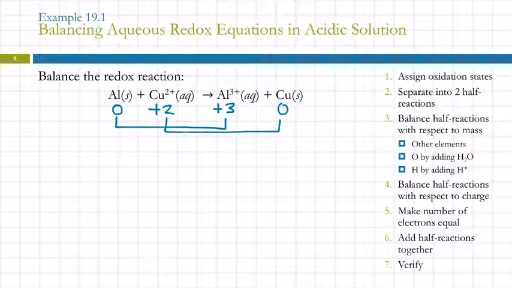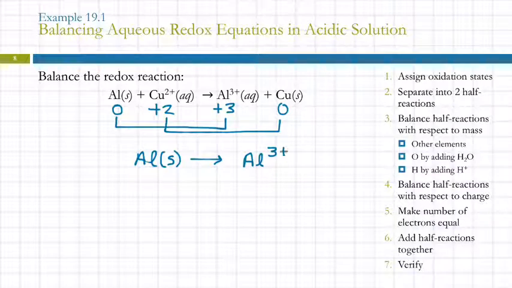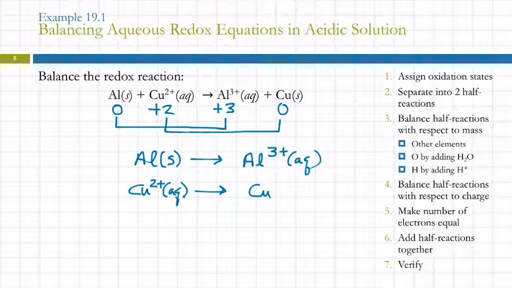Doesn't matter which one you put first. I usually just start with this first species. So here's aluminum. And then on the reactant side, I'm going to find the thing that goes with that. Aluminum can't turn into copper, so the other side must be that aluminum ion, because aluminum atoms could turn into aluminum ions, right? So those two go together. And then I've got the copper 2 plus. I'm going to put that in my other half reaction. And that's going to form solid copper metal.